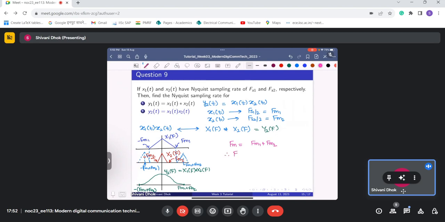Therefore the sampling frequency fs is simply 2 times fm, which is equal to 2 times (fm1 plus fm2), which we can write as 2 times fm1 plus 2 times fm2, and 2 times fm1 is simply fs1, plus 2 times fm2 is simply fs2. So this is fs. Any doubts here?